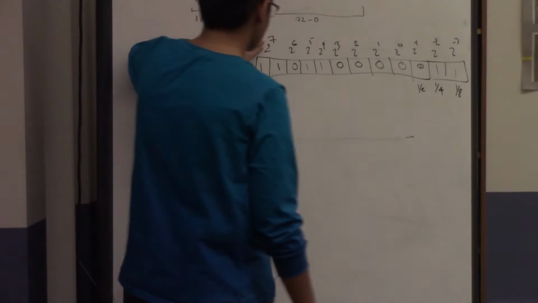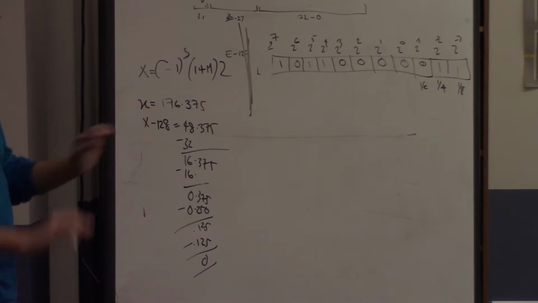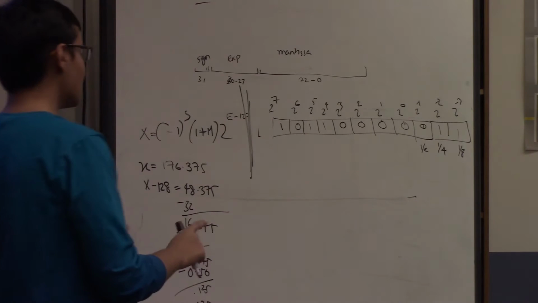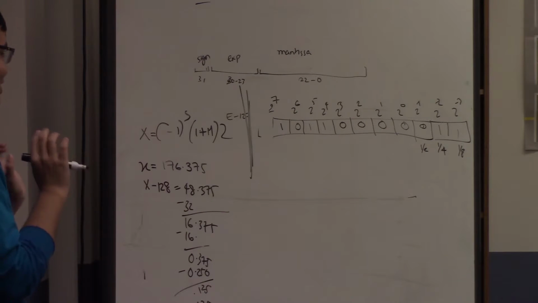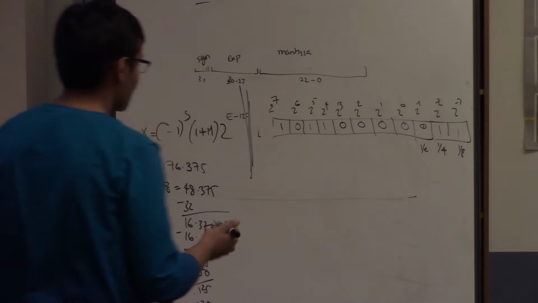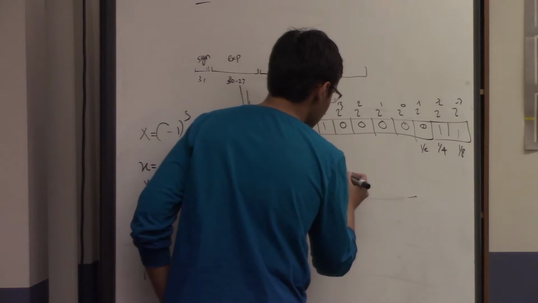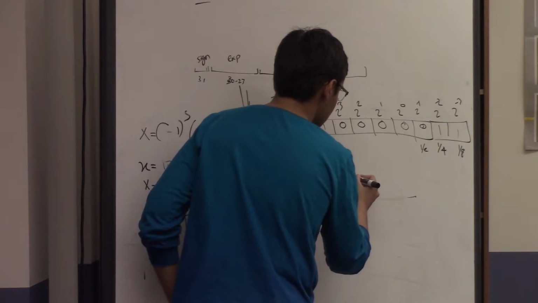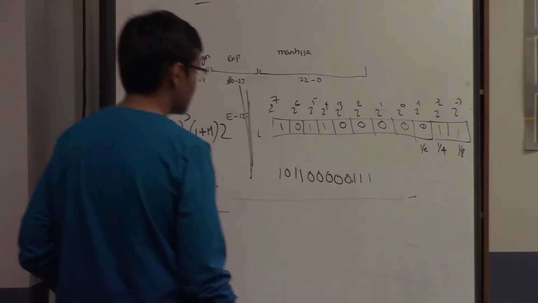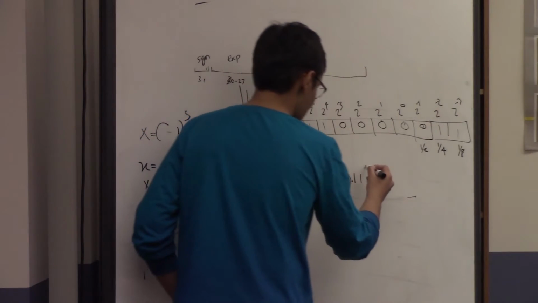So we have this representation. I'm going to get rid of the sign bit now. This is how you represent just x is equal to 176.375 in binary. Okay? But we have to do something more. This is not in the form we want, and we need to convert it to that form. So let's write this out for a sec. 1 0 1 1 0 0 0 0 0 0 1 1, and then we have a decimal here. Okay. So now this is in base 2.